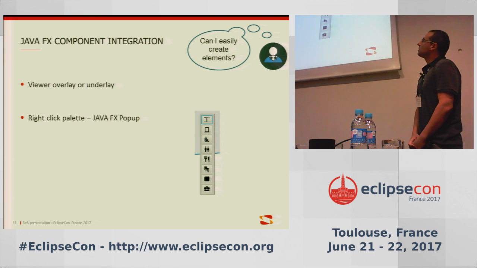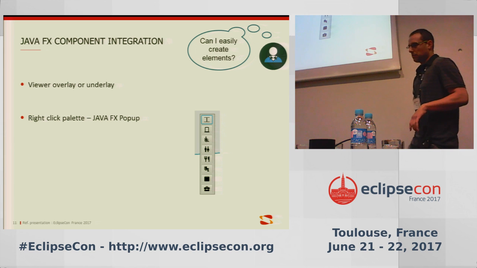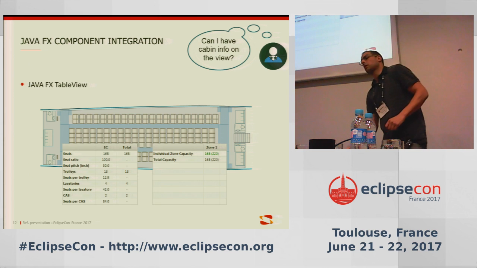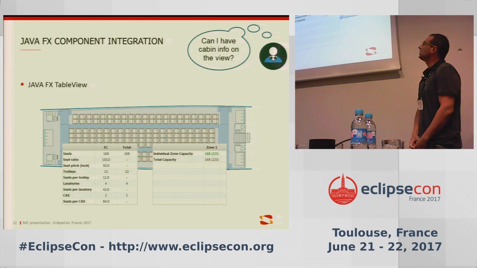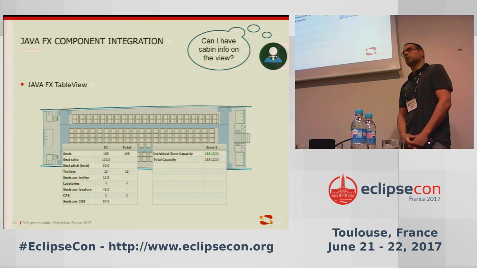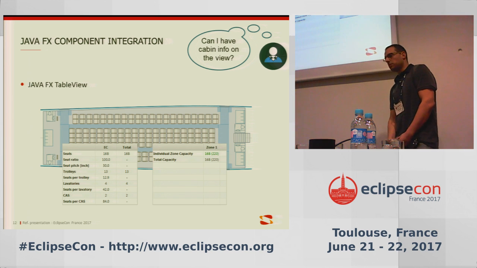On the rendering scene, you can add JavaFX components, like this palette that is a pop-up as an overlay or underlay of the viewer. Another JavaFX component we have integrated into the viewer is a JavaFX table view, as the user wanted a global overview of the number of aircraft elements he has in his deck. So the table is displayed as an overlay of the viewer, and the user sees the number of seats present in the deck or other useful information.